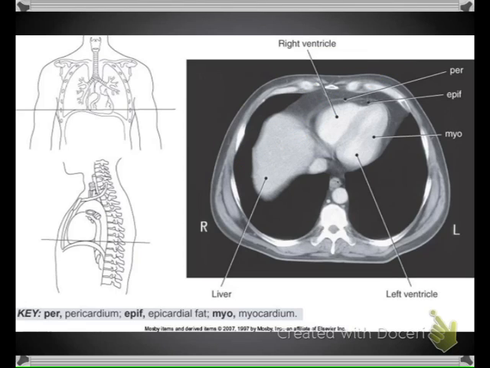But here we do see that we have the left ventricle and the right ventricle. And so we do see this line here once again, as better demonstrated on this image, and that is the interventricular septum. But we do have the right and the left ventricles.